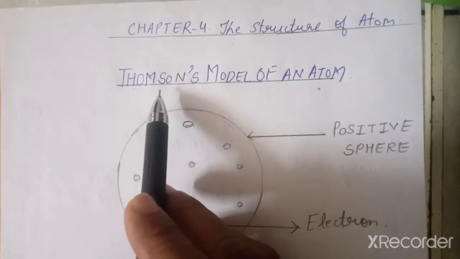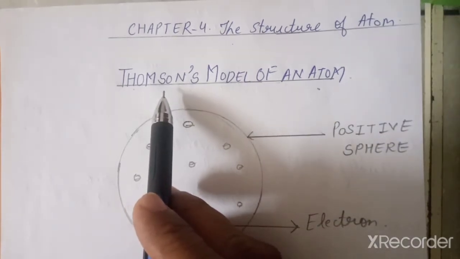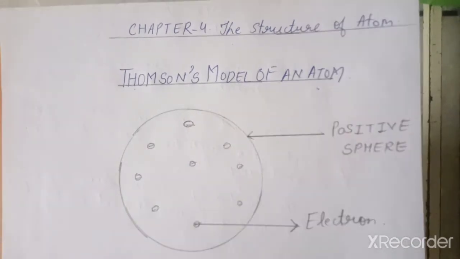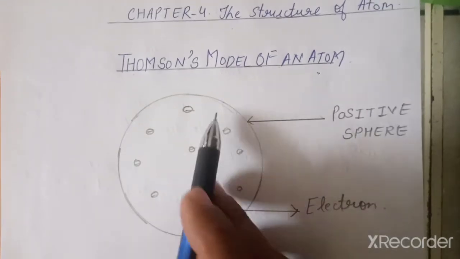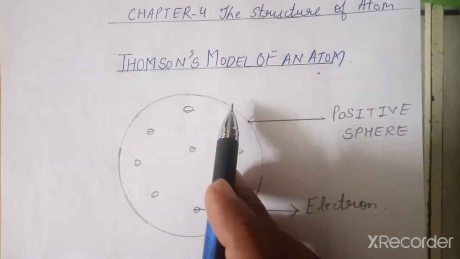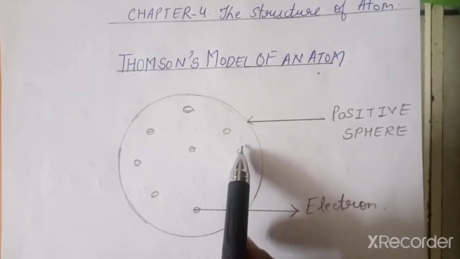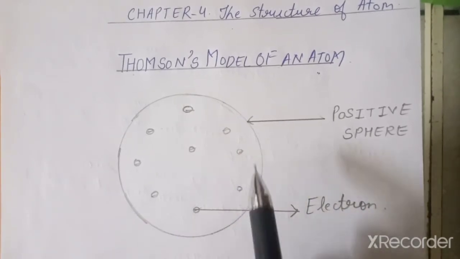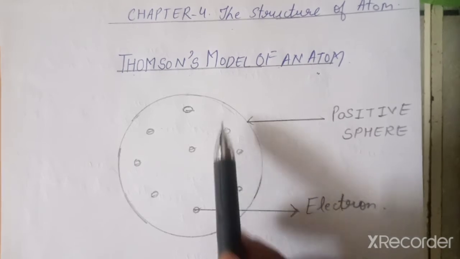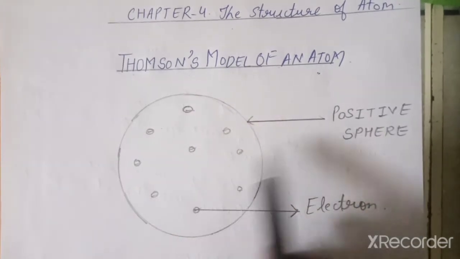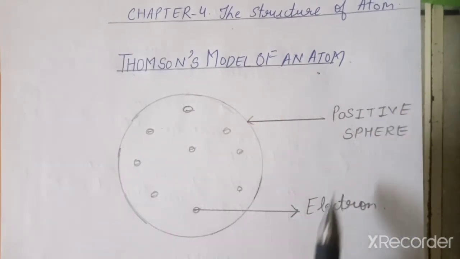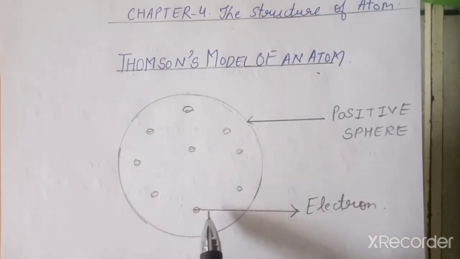This was the first model, proposed by Thomson. He explained that there is a positive sphere in which the electrons are embedded. Here you can see this is the positive sphere, and the electrons are embedded into it.